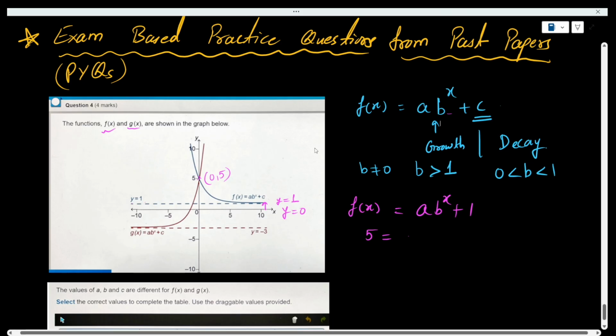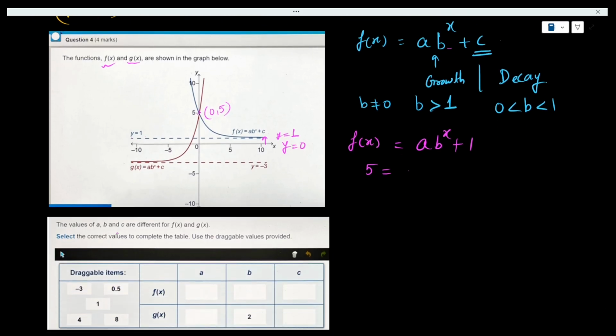In this question you need to drag and find the values of A, B, C of both the functions. Select the correct values to complete the table. So let us first substitute y as 5 here. A will become, we don't know a, so let a be as it is, b to the power 0 plus 1, and b to the power 0 is 1. So here it is a plus 1, and then a will become 4 here.